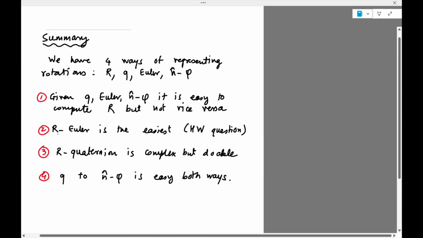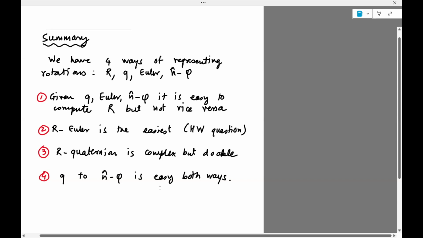You can convert the rotation matrix to Euler. This is something which I did not discuss here, but in your homework there's a question where I've given you the rotation matrix and I told you to compute the Euler angles, and I've given a hint. You can do this conversion, it's super easy. You'll do it for your homework. R to quaternion is complex, the one I showed you where you had these two steps, but it can be done. And Q to N and phi is easy both ways.